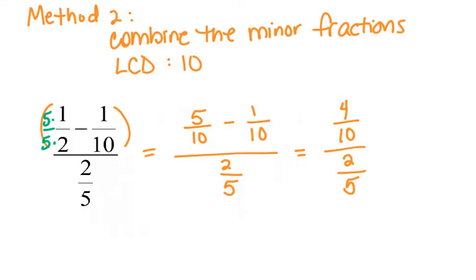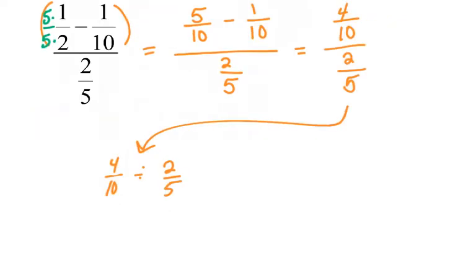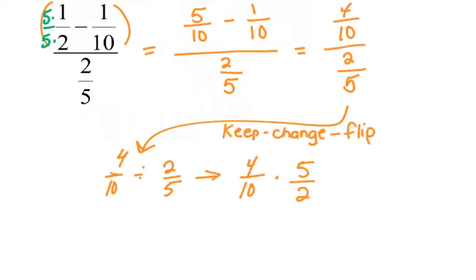At this point, we're going to rewrite this complex fraction. Instead of having this division line, here's our main division line, we're going to rewrite that with the division symbol right here. So we'll have 4 over 10 divided by 2 over 5. We're going to keep, change, and flip that fraction. Okay, and then from here we can go ahead and reduce.